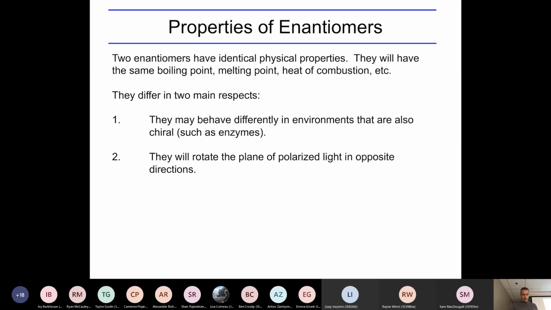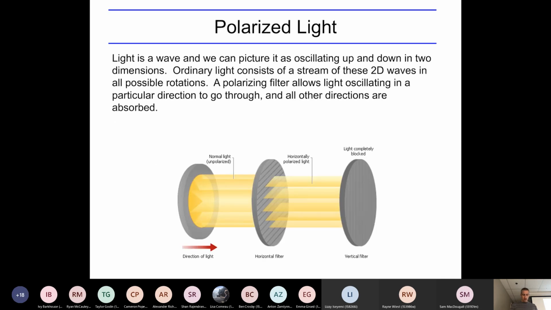The other thing that enantiomers will do that is different from one another, which is used a lot in their identification, is they rotate the plane of polarized light in opposite directions. So what does that actually mean, rotate the plane of polarized light?